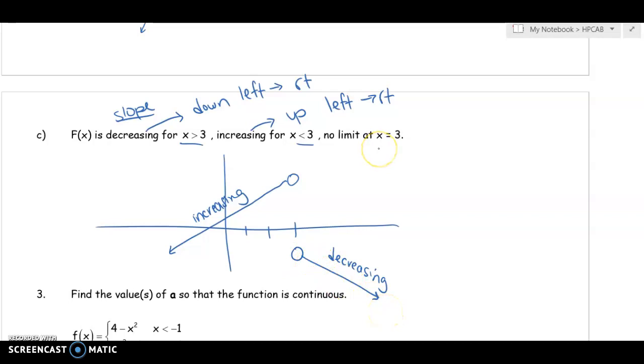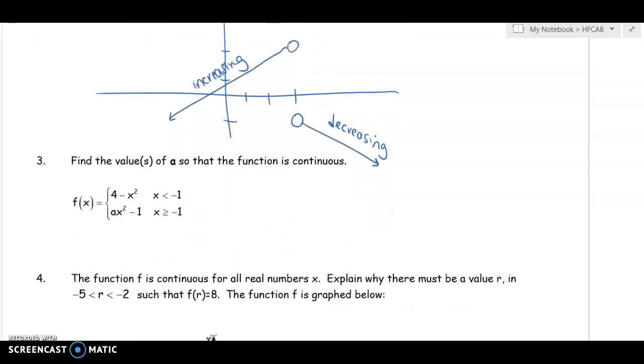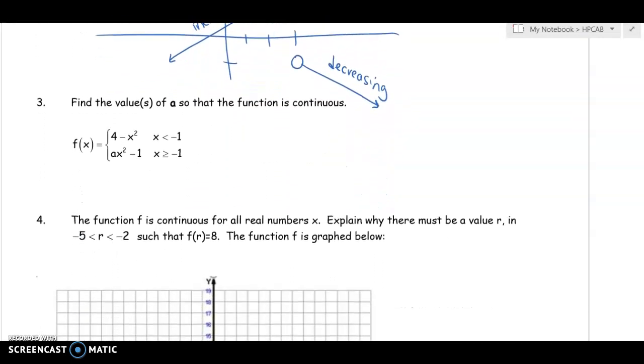And there's no limit at x equals 3. As long as the left-hand limit and the right-hand limit are different, this one's approaching something positive, this one's approaching something negative, we can even give it some points. Maybe make that (3, 2) and this (3, -1). You can see that they're approaching different values. So there is no limit. And that would make up all of the requirements.